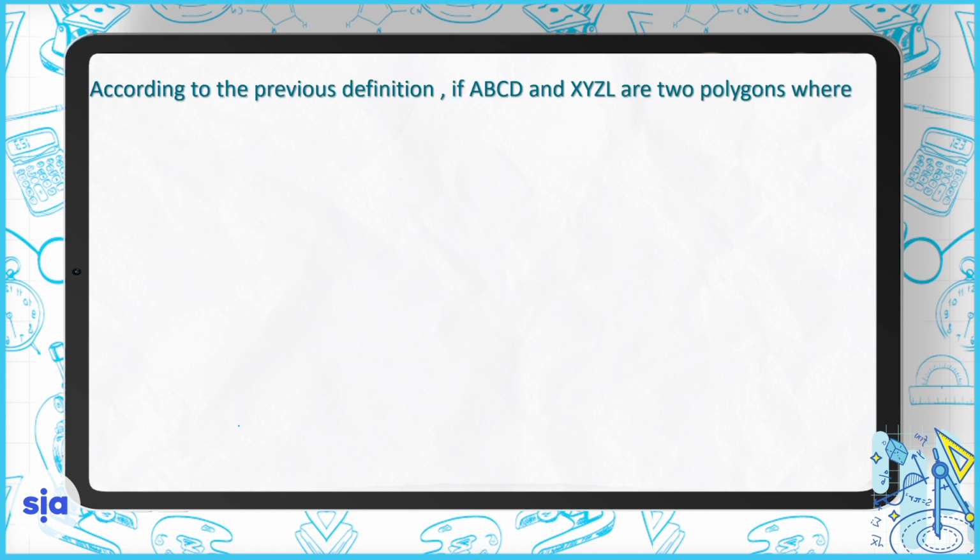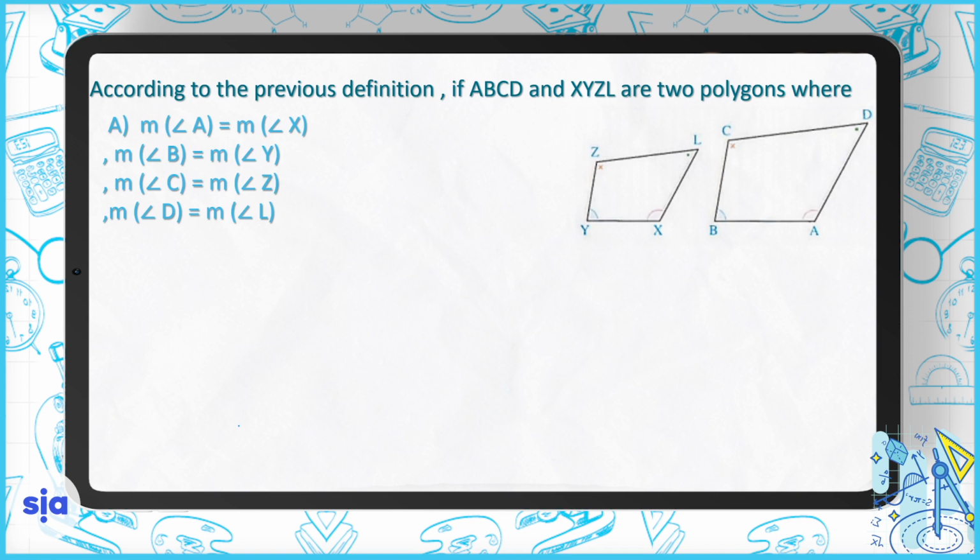According to the previous definition, if ABCD and XYZL are two polygons where the measure of angle A is equal to the measure of angle X, the measure of angle B is equal to the measure of angle Y, the measure of angle C is equal to the measure of angle Z, and the measure of angle D is equal to the measure of angle L. So here, you can see that the measures of the corresponding angles are equal.